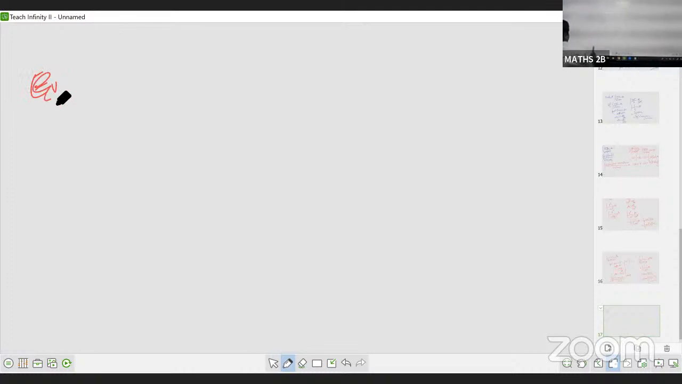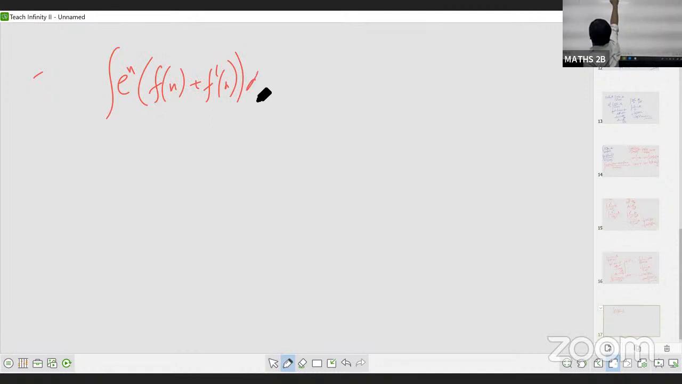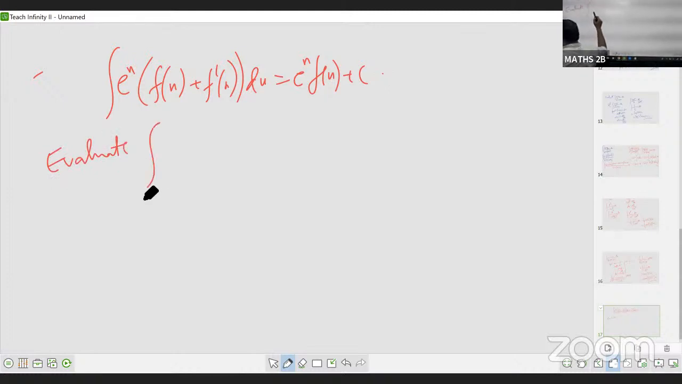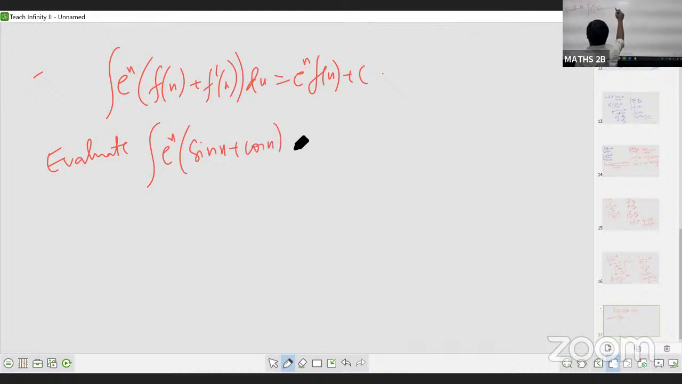Now this kind of sums: integration of e power x into f of x plus f dash of x dx is e power x into f of x plus c. That is the formula. Based on that, questions: evaluate integration of e power x into sin x plus cos x dx.